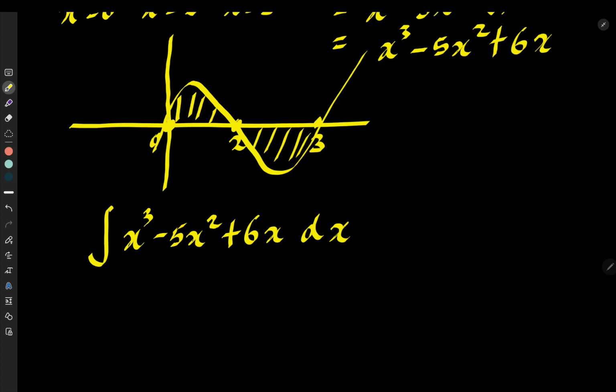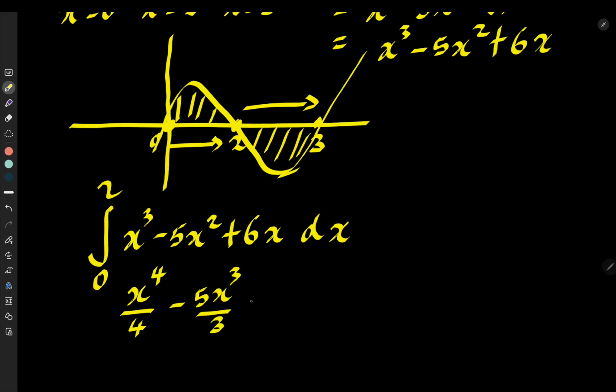Now, because the areas are one on the positive side of the y-axis and also on the negative side, we start with 0 to 2, first of all, this region. Then we do these ones separately, then we add together the areas. The integral of that will be x to the power 4 divided by 4 minus 5x cubed over 3 plus 6x squared over 2. That will be 3x squared, with the limits 0 to 2.